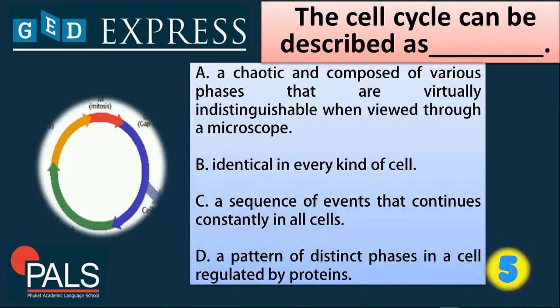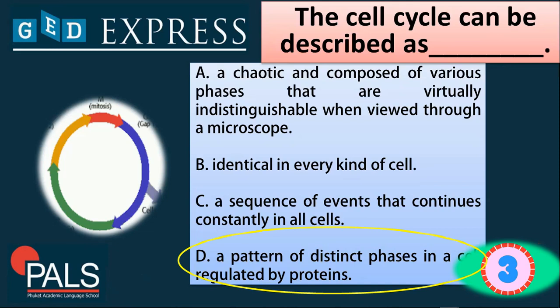The cell cycle can be described as A. Chaotic and composed of various phases that are virtually indistinguishable when viewed through a microscope. B. Identical in every kind of cell. C. A sequence of events that continues constantly in all cells. D. A pattern of distinct phases in a cell regulated by proteins. What is the answer? Answer is letter D. The cell cycle is described as a pattern of distinct phases in a regulated pattern, specifically by proteins. That is your answer. Excellent.